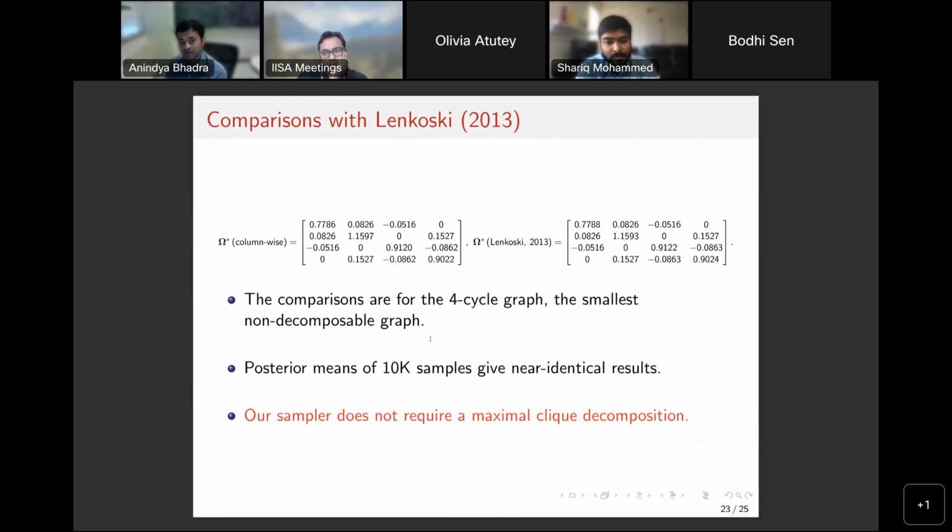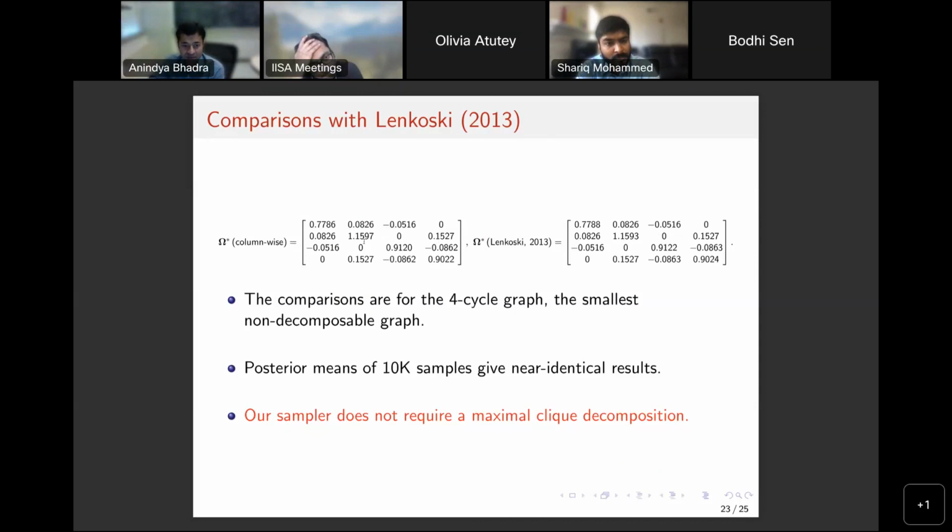So what we did is that we took a state-of-the-art sampler by Lenkowsky for the G-Wishart. The key thing with G-Wishart is that your graph doesn't have to be a decomposable or a triangulated graph. It can be a non-decomposable graph. So what we have here is the smallest possible non-decomposable graph, which is just a 4-cycle: 1, 2, 3, 4 with no edges in between, just a square. And then we sampled using Lenkowsky's sampler, which is the current state of the art, and our method, which proceeds in this row and column-wise manner.